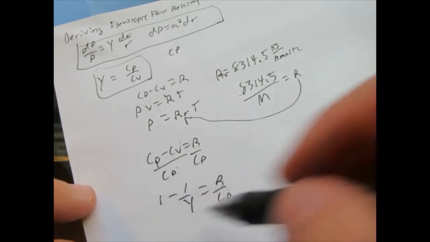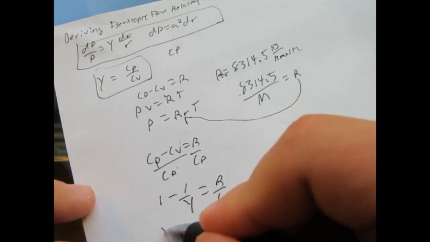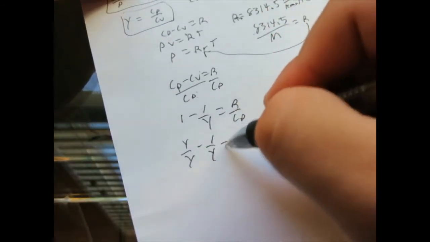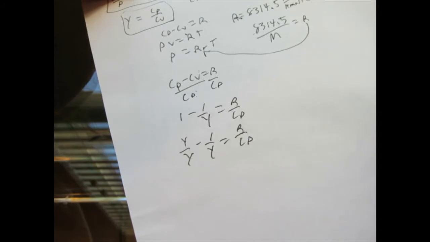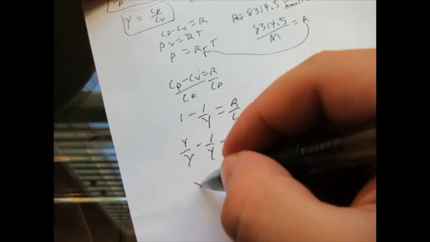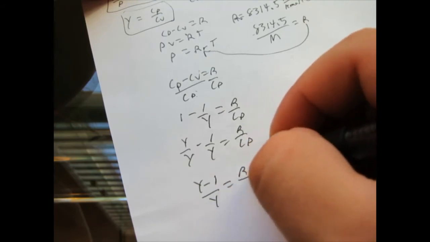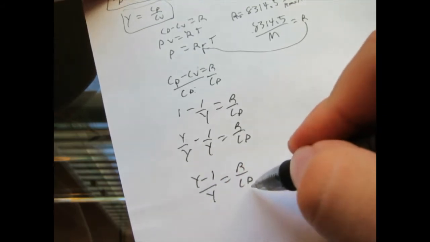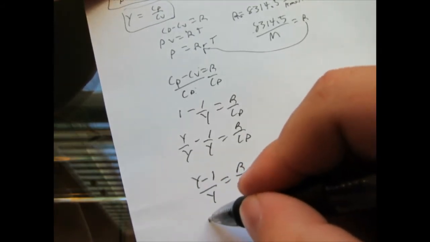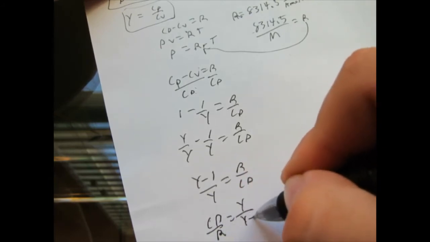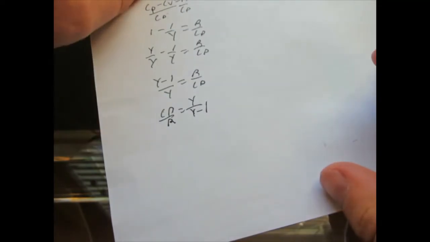And then combining these two terms here, we can do gamma over gamma, sorry, gamma minus 1 divided by gamma equals R divided by Cp, which just leaves us with gamma minus 1 divided by gamma equals R divided by Cp, which we're going to rewrite as Cp divided by R equals gamma over gamma minus 1. Alright, so now we got this result here.